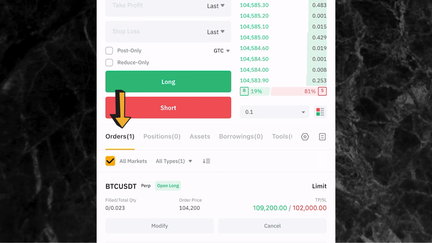And why has the trade not been executed? Because the entry price for that trade is $104,200. That's the entry price we put for that trade. So it is only when the price of Bitcoin goes down to $104,200 that we will be able to enter this trade.